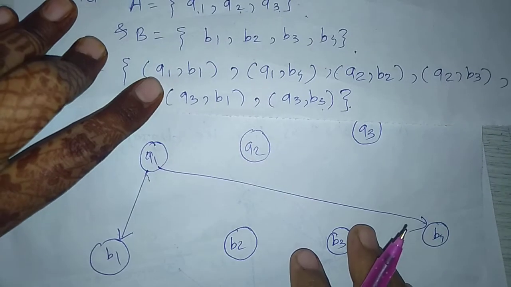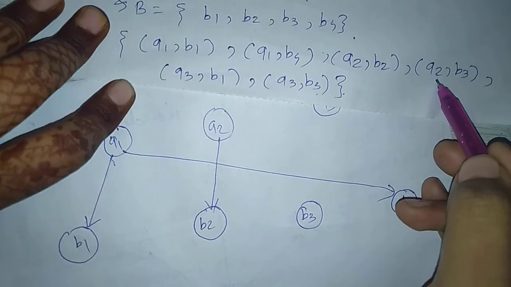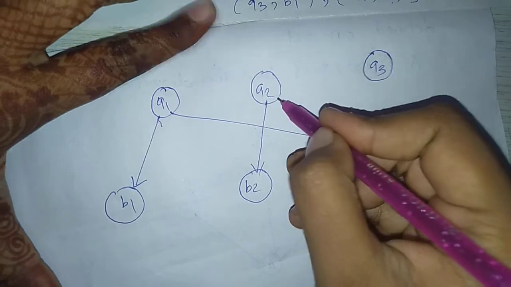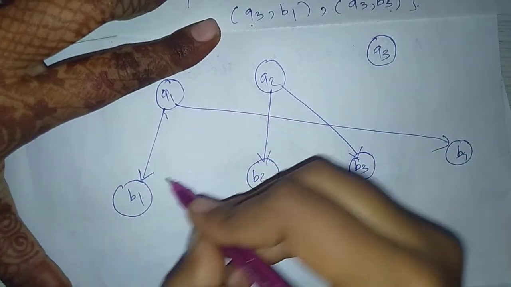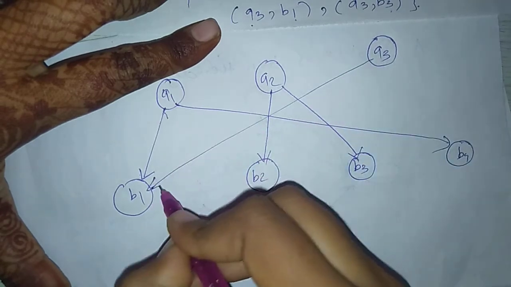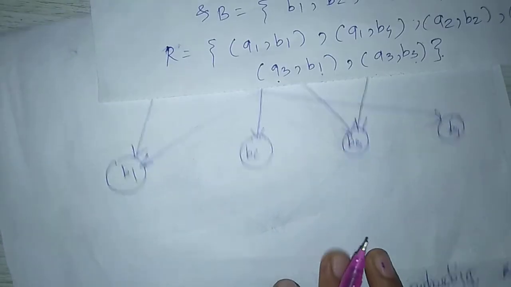Next is A2 goes to B2. Next A2 goes to B3. Next A3 goes to B1. Next A3 goes to B3. This is nothing but the diagram of MR.